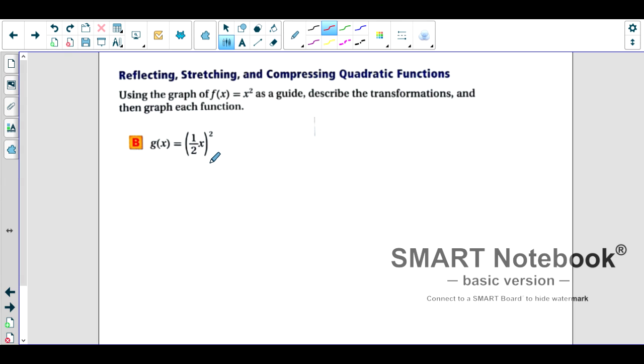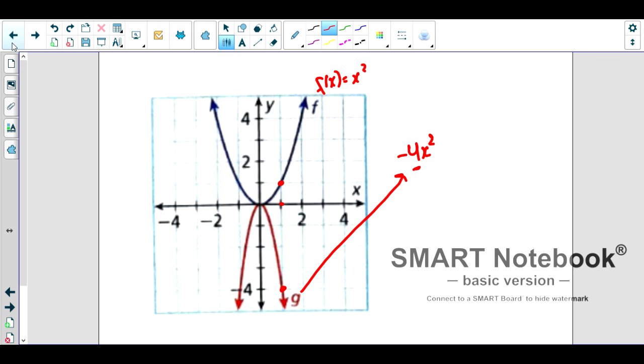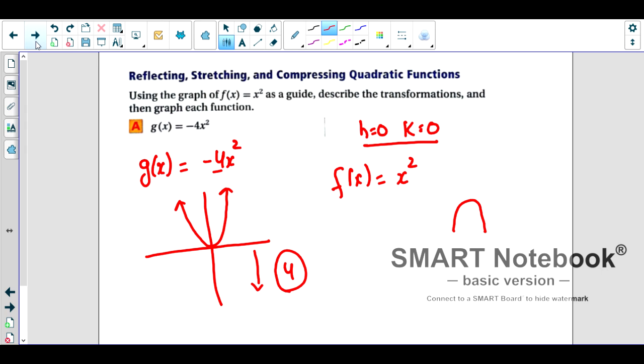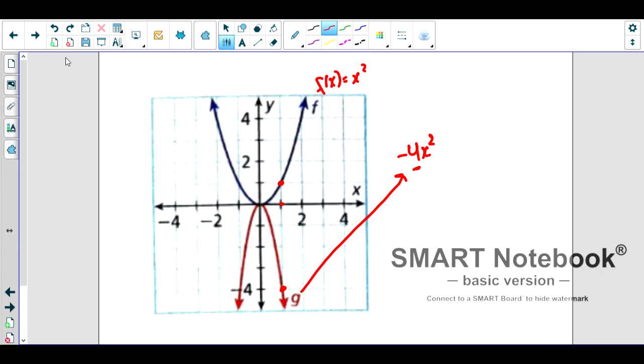Half x square. In this you see the input value is changed. The input of the graph is changed. Like the function is f of x equals x square. Here the input is changed. See what we learned about the input change. We saw that if the input is changed with some number, the graph will stretch away from the y-axis based on that stretch. So let's see what the graph of this question will be.